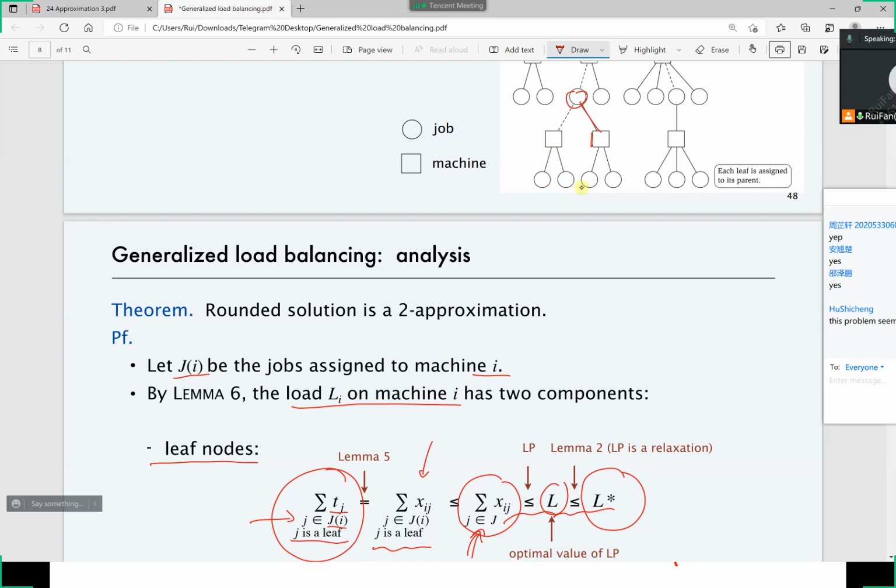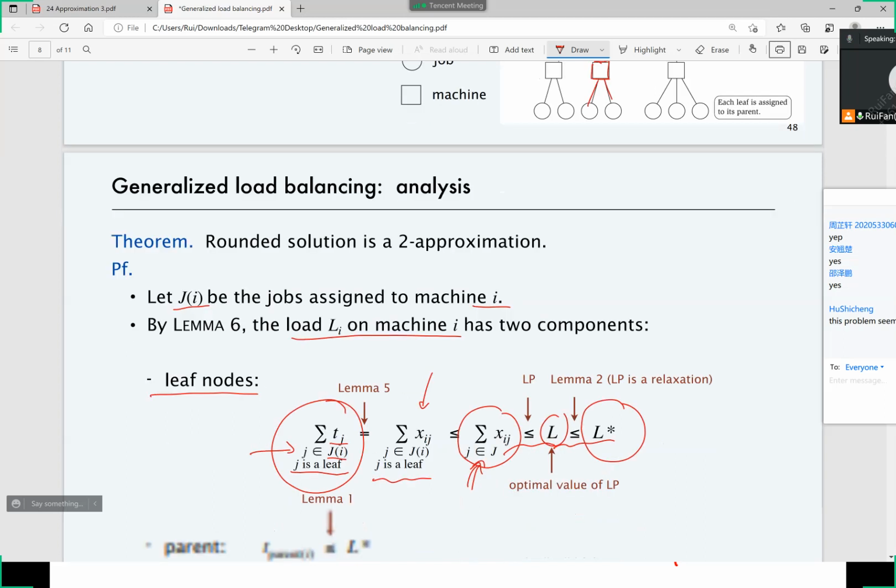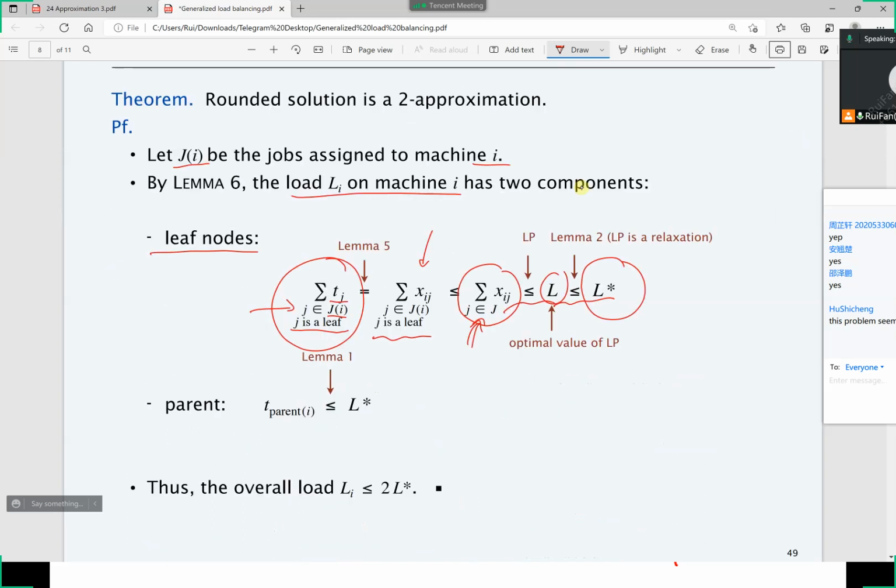Part of its load comes from these two leaf nodes below it, but another part comes from the parent node. However, we know that this machine only has one parent node, so it only has one parent job being assigned to it. And we know that the length of this parent job is no more than the optimal makespan, because the optimal makespan has to be at least as large as the size of any job.